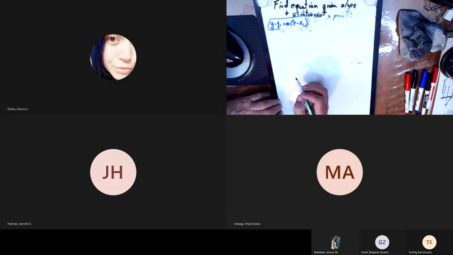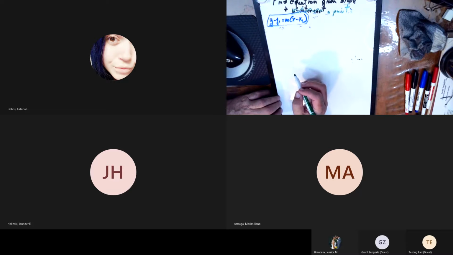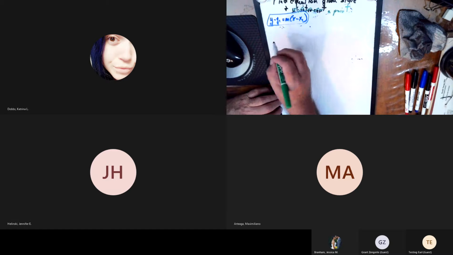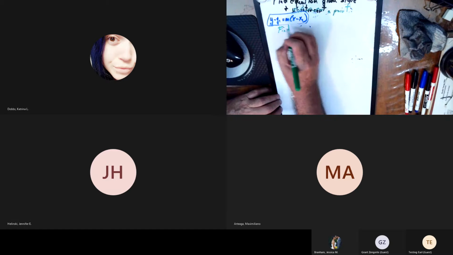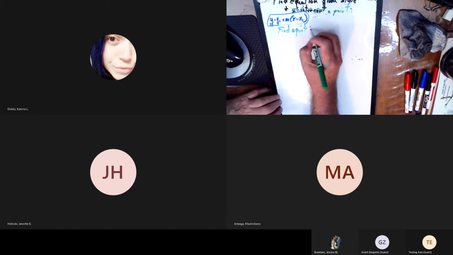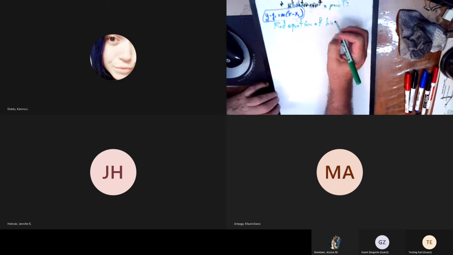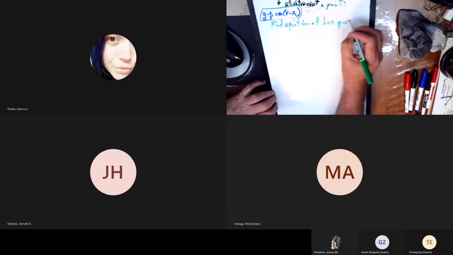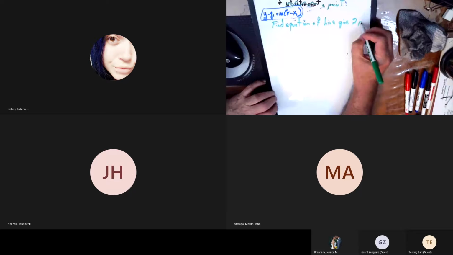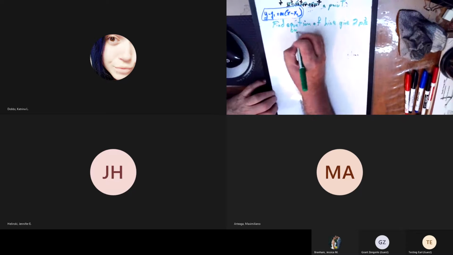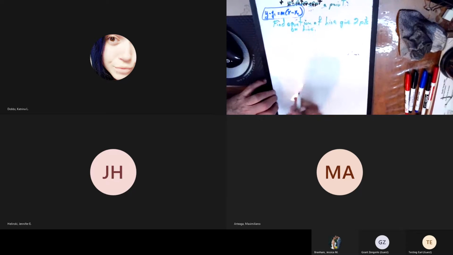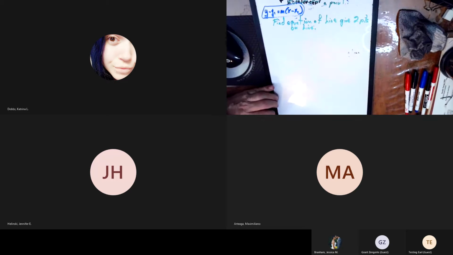Okay, now example 3 says, what if I'm just given 2 points? Find equation of line given 2 points on line. This is where students in beginning algebra tended to struggle the most, because this was about as sophisticated as we got. We did not really do a lot in beginning algebra with parallel and perpendicular, but we did do this.